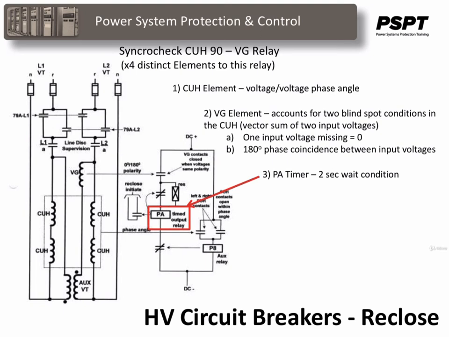The PA timer element is basically a 0 to 5 second adjustable DC timer relay, which is preset to operate in approximately 2 seconds. With the CUH element in neutral position and the VG element picked up, the PA timer is in turn picked up, which closes its contacts 2 seconds later to enable a circuit breaker reclose.